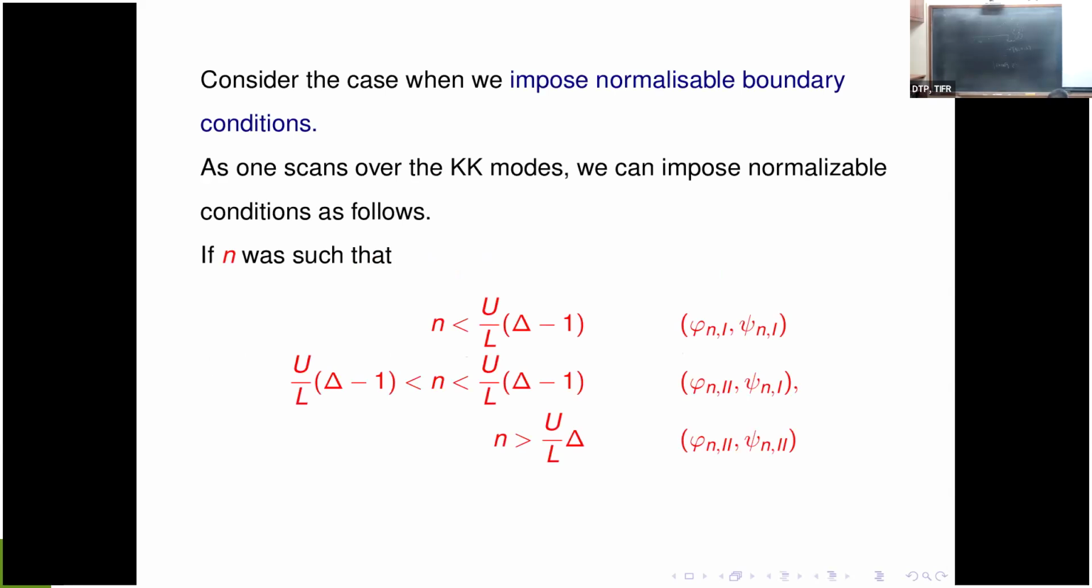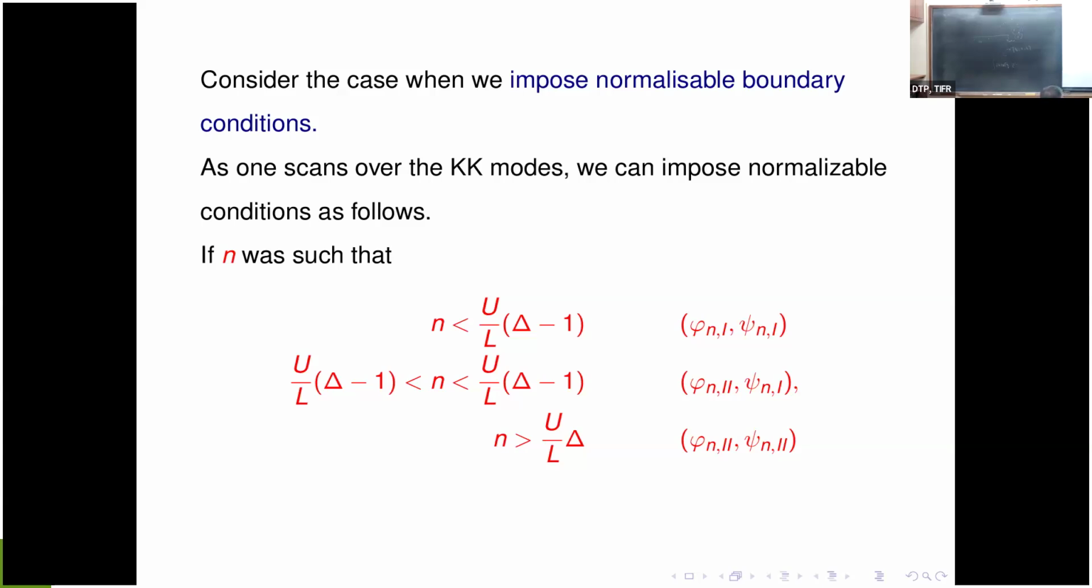And consider the case in which we actually want to impose normalizable modes. Now, if the Kaluza-Klein mode n, so we are running over the Kaluza-Klein modes, if the Kaluza-Klein mode n is less than that particular value, these are the pairs of bosons and fermions which are related by supersymmetry. But when the Kaluza-Klein mode is in between, this is delta without the minus sign, sorry, without the minus sign. So when n is between these values, this mode switches to the second solution, while this one stays like that.